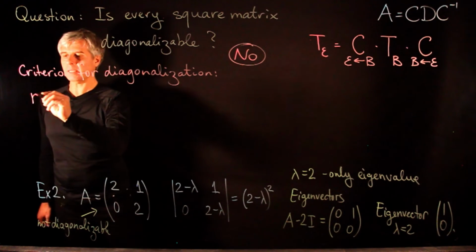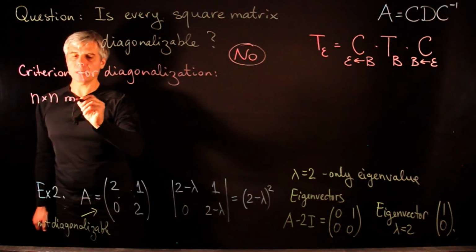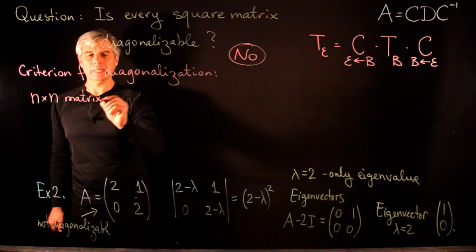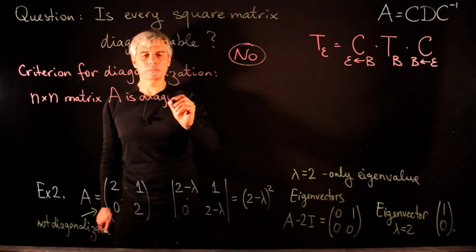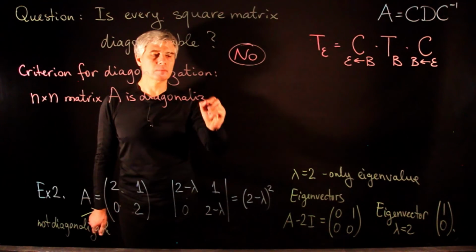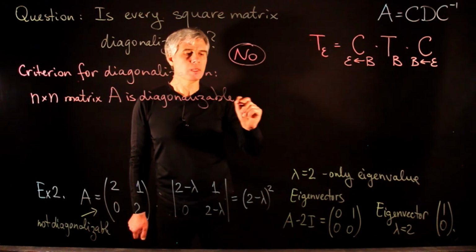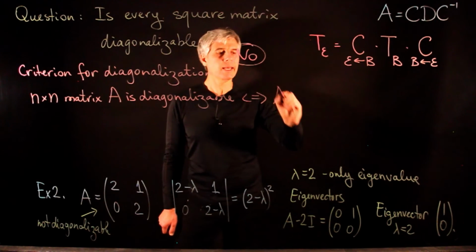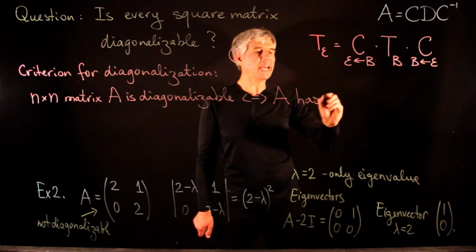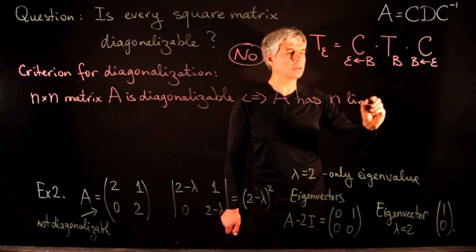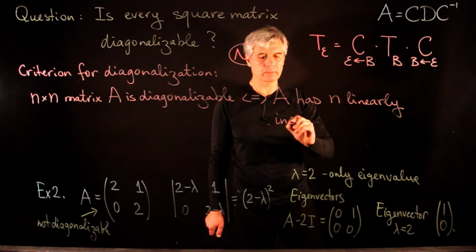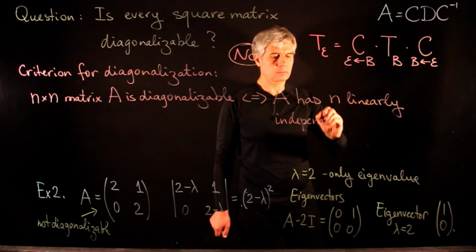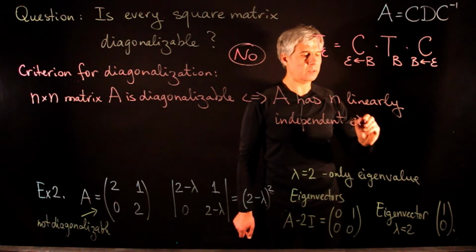We can say that an n by n matrix A is diagonalizable if and only if A has n linearly independent eigenvectors.